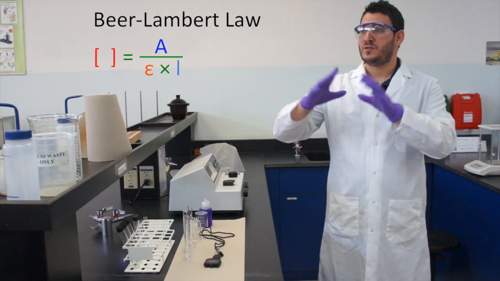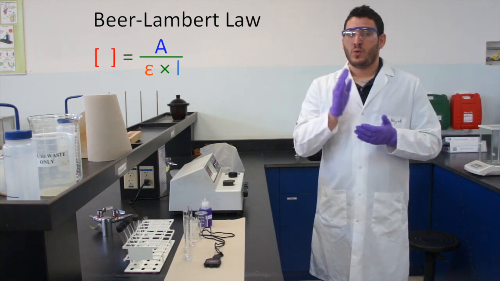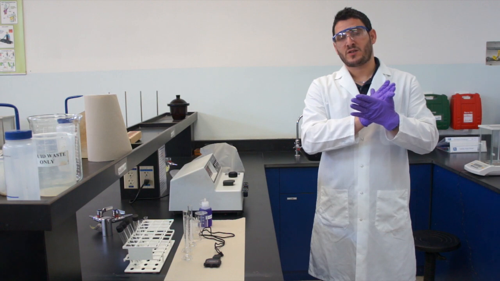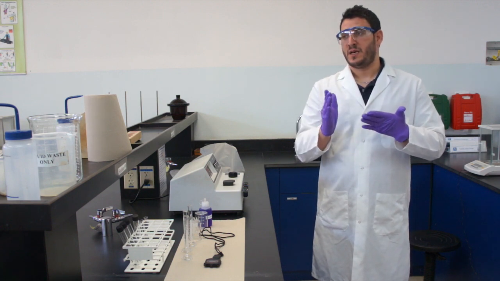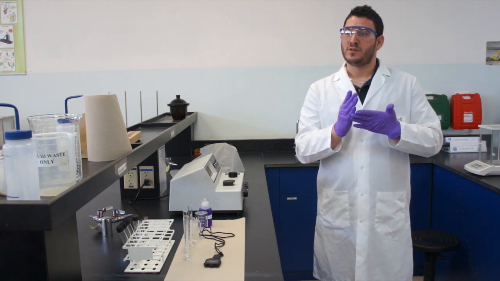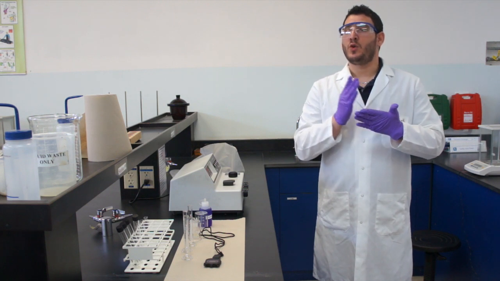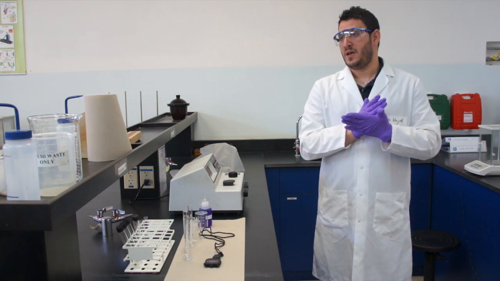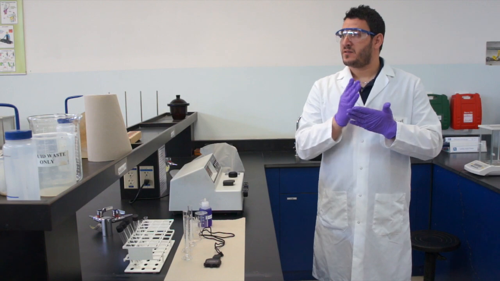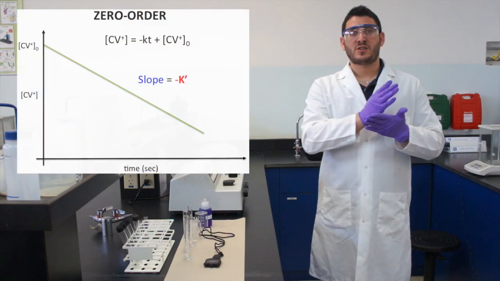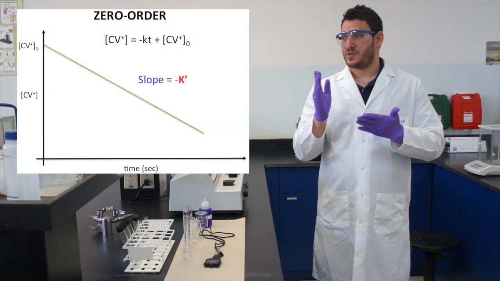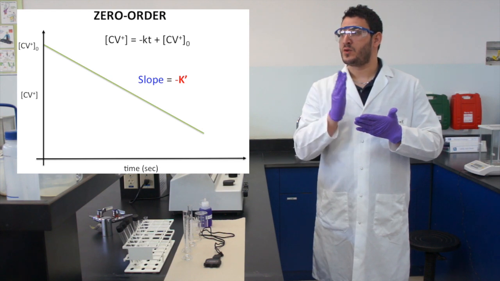After that, you can have your graphs. When you find the variation of concentration versus time, this will enable you to figure out the order of the rate by drawing 3 graphs. Concentration versus time: if it's a straight line, this means that the order is zero order.